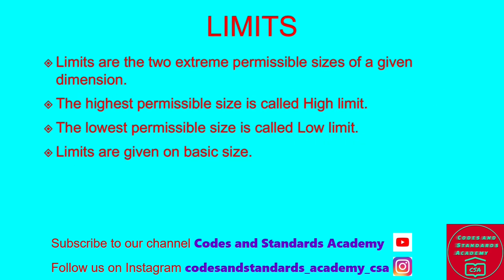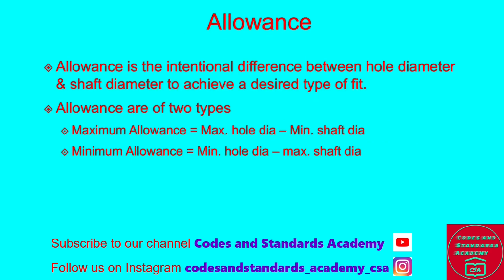Coming to the limits. Limits are two extreme permissible sizes of a given dimension. The highest permissible size is called a high limit. Inversely, the lowest permissible size is called low limit. Limits are given on a basic size. Allowance. Allowance is the intentional difference between the hole diameter and a shaft diameter to achieve a desired fit.